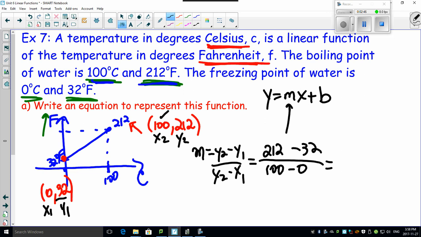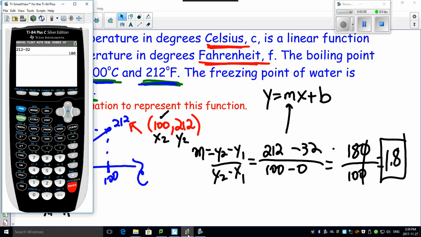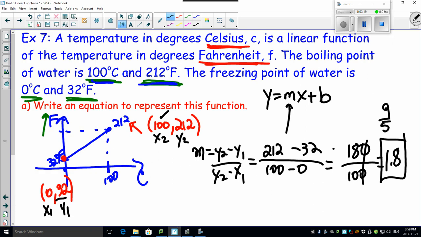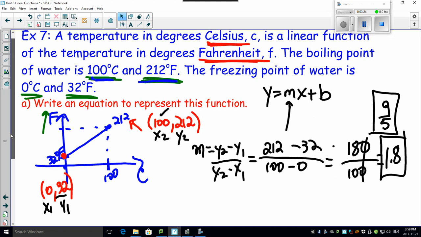Okay, so here we go. Let's figure this out. 212 minus 32 works out to be 180. 100 minus 0 is just 100. So you actually have 18 over 10 or just 1.8. Beautiful. Now I'm curious, what is 1.8 as a fraction? Well, here we go. Let's figure it out. 1.8 as a fraction is 9 over 5. Interesting. So that's equivalent to 9 over 5. Maybe that might be a little bit easier for us to work with later on.